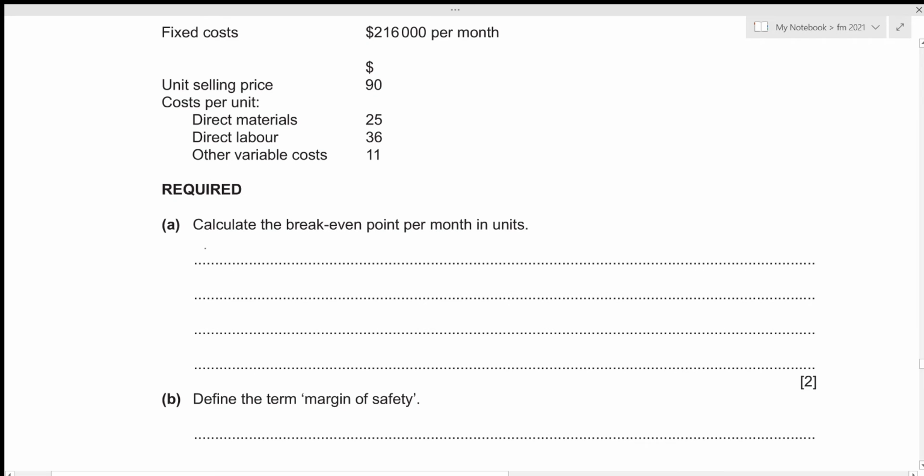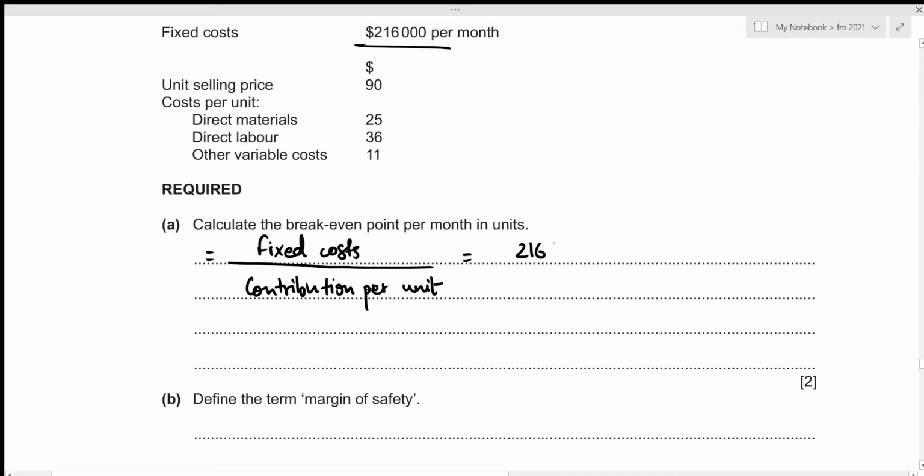Okay, so the formula for break-even point is quite easy. This is just the fixed costs divided by the contribution per unit. And we are given our fixed cost to be 216,000 per month. So now we just need to divide it by contribution per unit, and contribution per unit is just the difference between selling price and the variable cost. So that's 90, which is the selling price, minus our variable costs, which are direct materials, direct labor, and other variable costs. So that's minus 25, minus 36, minus 11. And this gives our contribution per unit to have the value of 18.